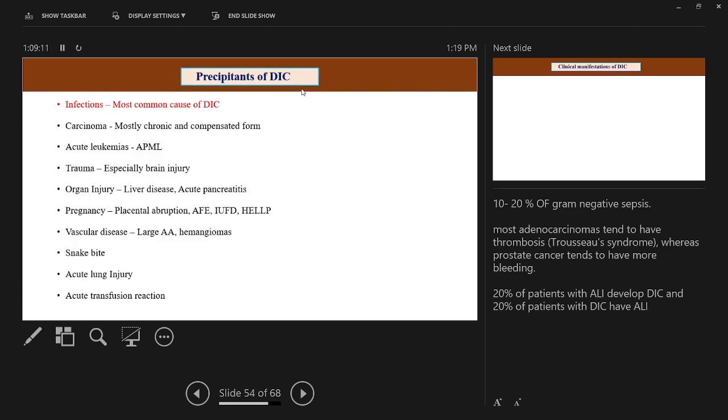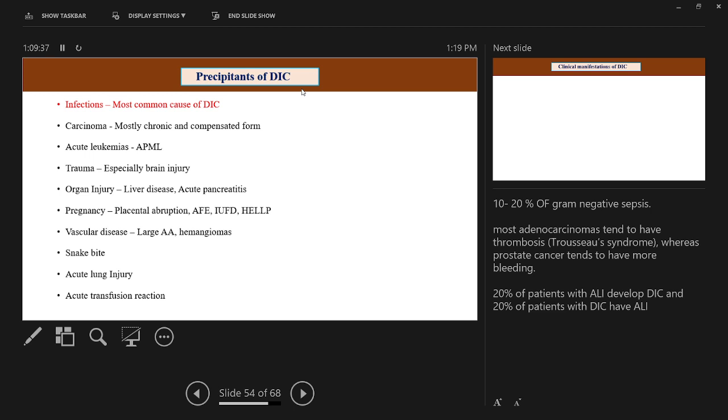So these are the precipitants of DIC. Infections are the most common cause of DIC that we have to remember. Carcinoma, as I have previously noted, is mostly adenocarcinomas of the ovary, pancreas, stomach, and prostate cancer also. And most of the carcinomas present with chronic and compensated form of DIC. Acute leukemia, such as APML, usually presents with enhanced fibrinolytic type of DIC.